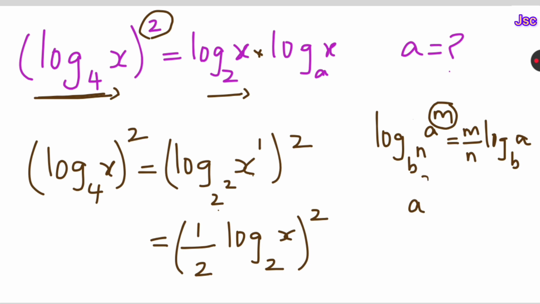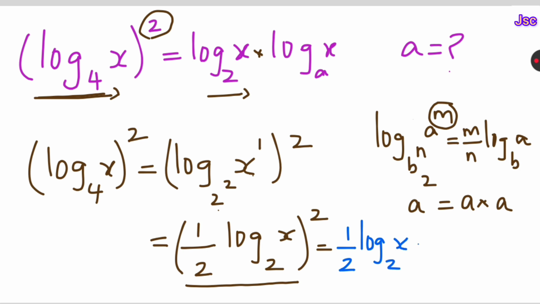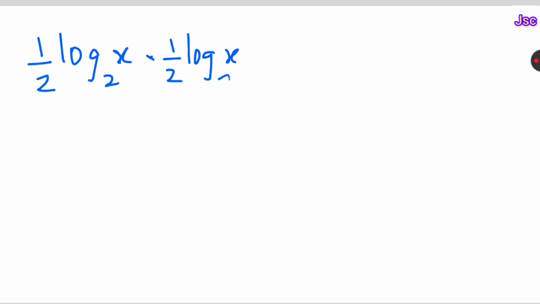A power 2, we can write this as a times a, isn't it? So similarly, this term we can write it as 1 over 2 log x with base 2 times 1 over 2 log x with base 2. The left hand side, after doing some simplification, we got this. This is only the left hand side part. Now we need to take the right hand side.